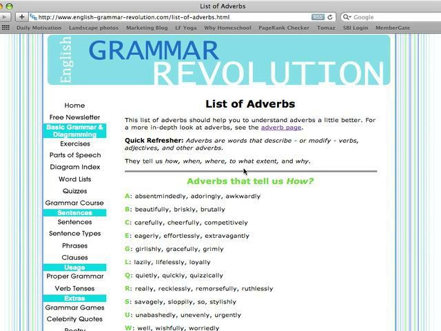Before we look over the list of adverbs, let's have a quick refresher on what adverbs are. Adverbs are words that describe or modify verbs, adjectives, and other adverbs. They tell us how, when, where, to what extent, and why. These five questions are called the adverb questions. If you find a word in a sentence and it answers one of these questions, that word is an adverb. That will help you identify adverbs in sentences.